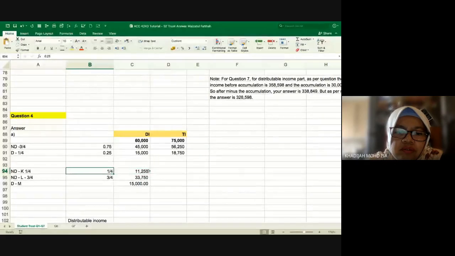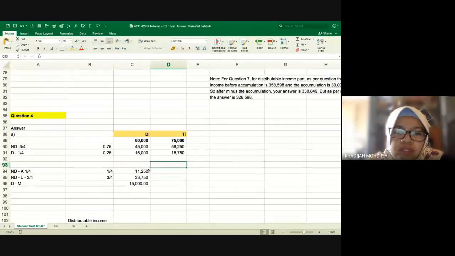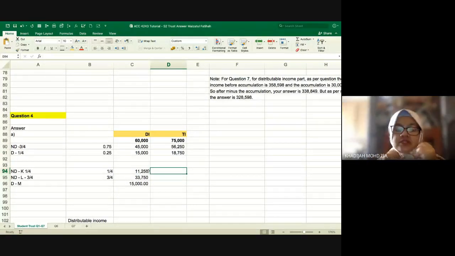Mana I punya Excel. Okay. So from this, you just take the apportionment given, right? So for TI, you already know that the total income is 75,000. You have to apportion based on non-discretionary and discretionary. So for the beneficiary, based on whether they are non-discretionary or discretionary, they are the 1/4 of the non-discretionary portion.